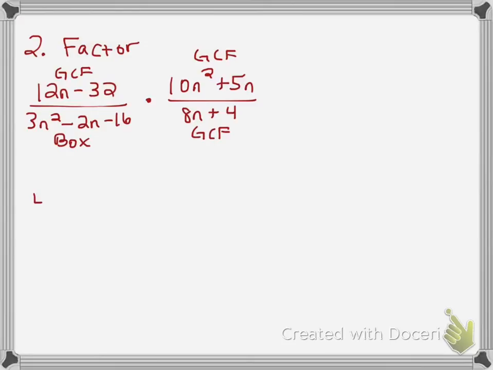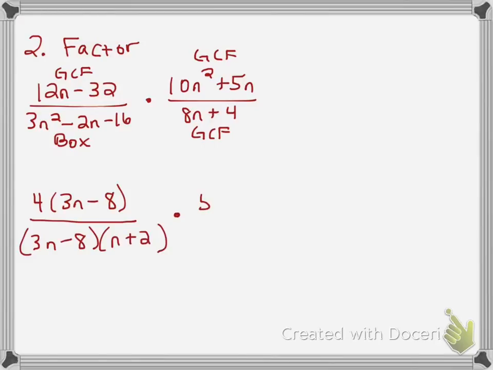Now, I'm not actually going to go through the box method. There are examples up there and other videos. Watch them, learn from them, and figure out how to factor. The others are GCFs, that's greatest common factor. The greatest common factor for that first numerator is going to be 4. So factor out the 4, and you're left with 3n minus 8. For the denominator, I'm going to use the box, and when you use the box, you get 3n minus 8 and n plus 2.